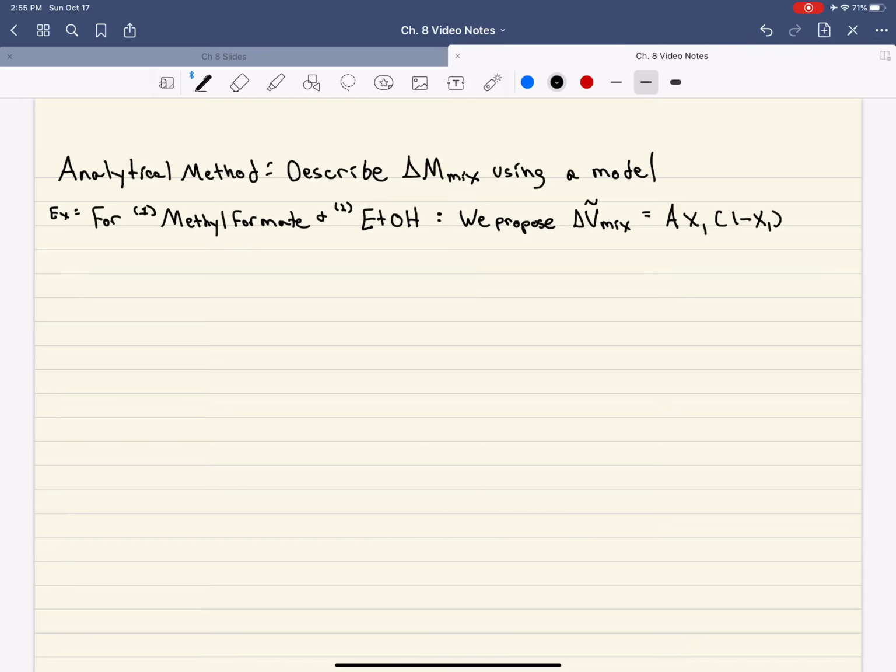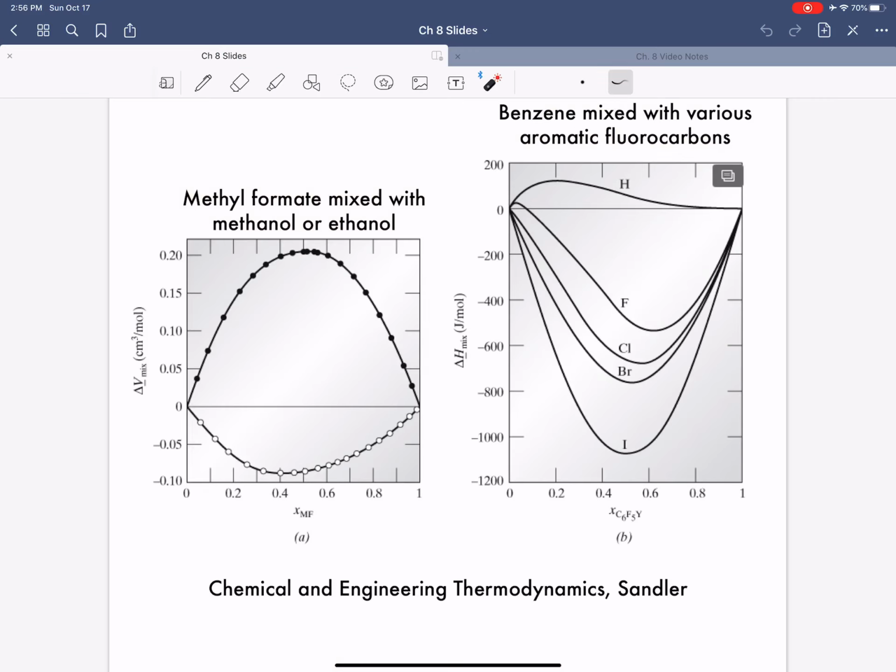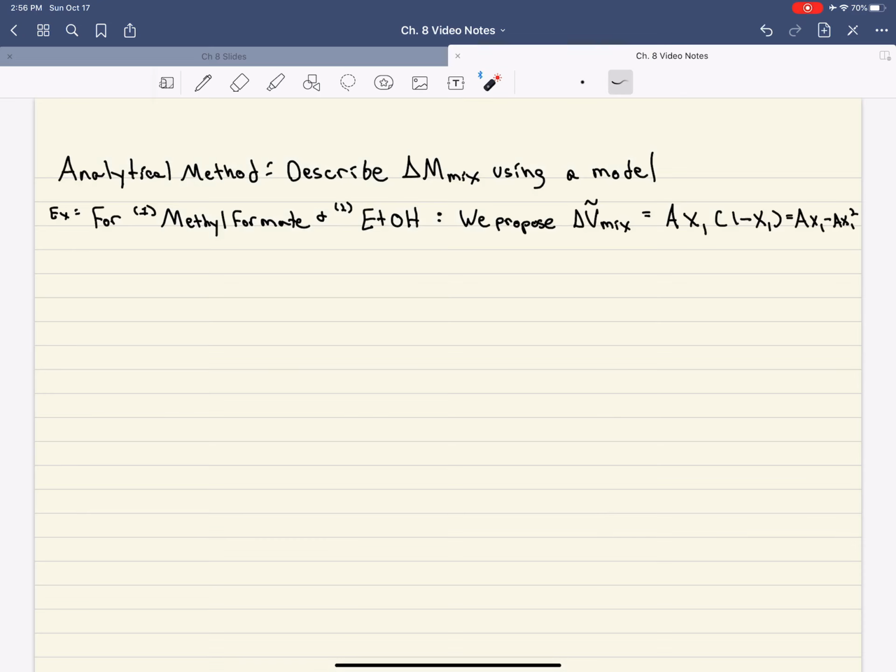And so we would have some sort of A x1 minus A x1 squared equation. That's why our parabola is upside down, because we have a minus x1 squared here. So we're going to propose that the delta V mix, to describe this upside down parabola, follows this model.